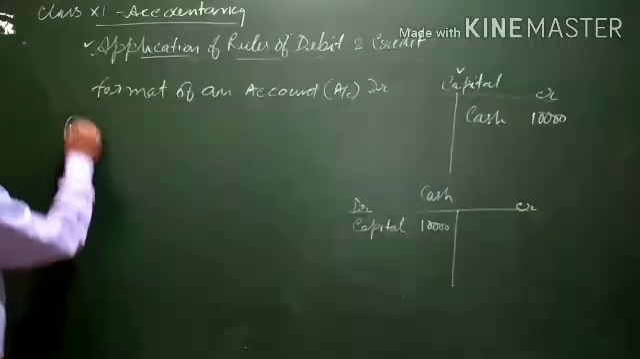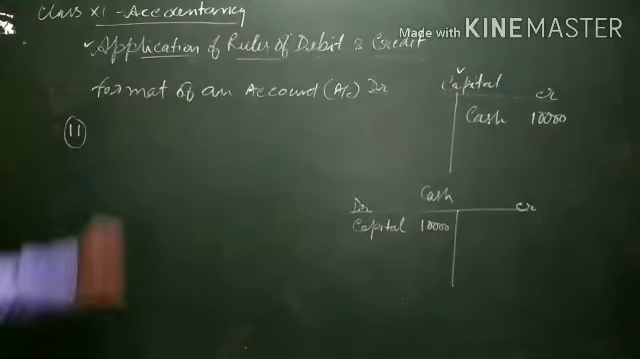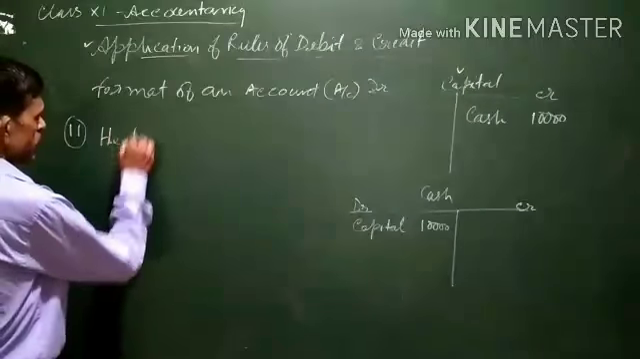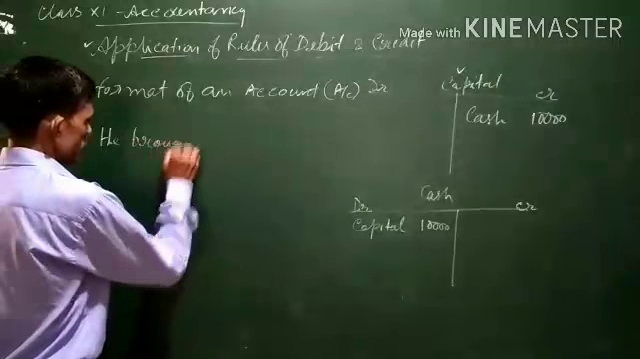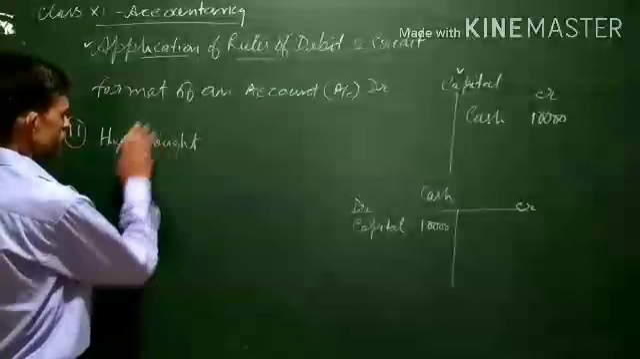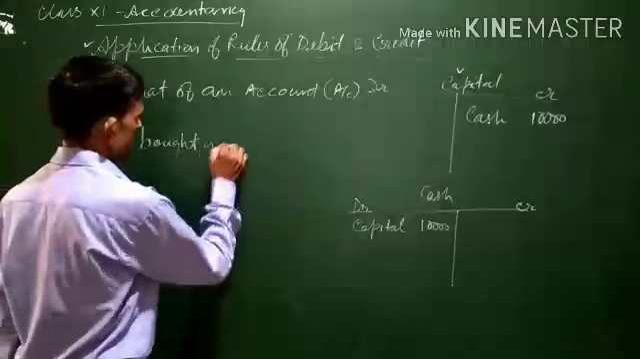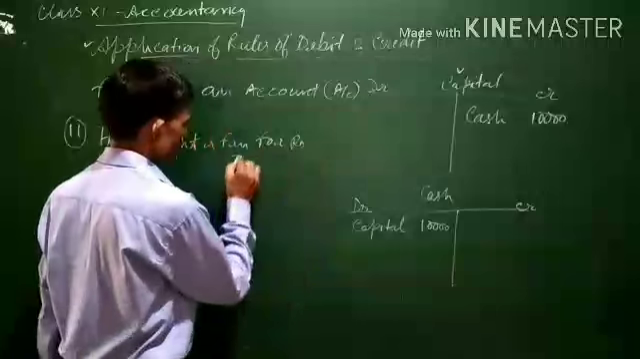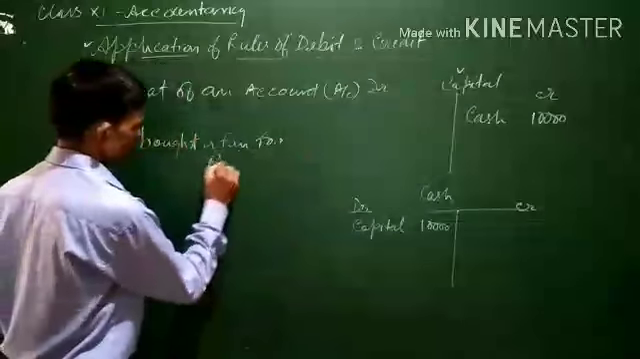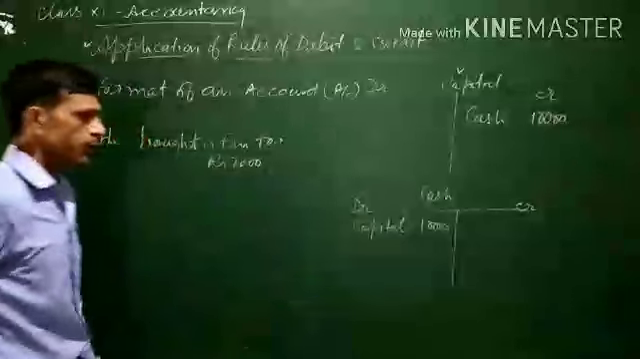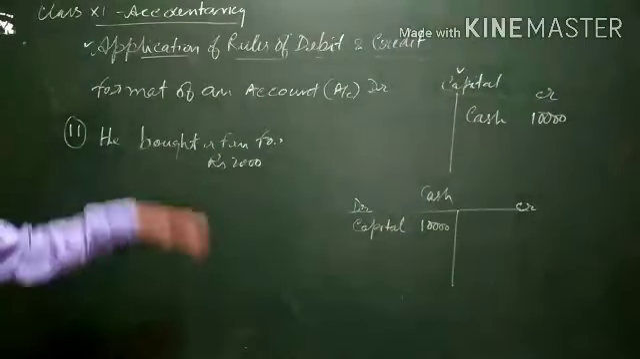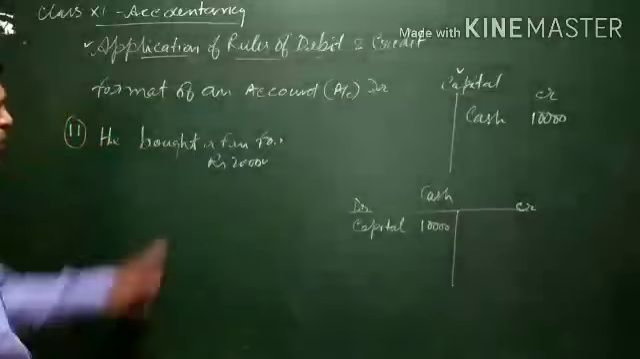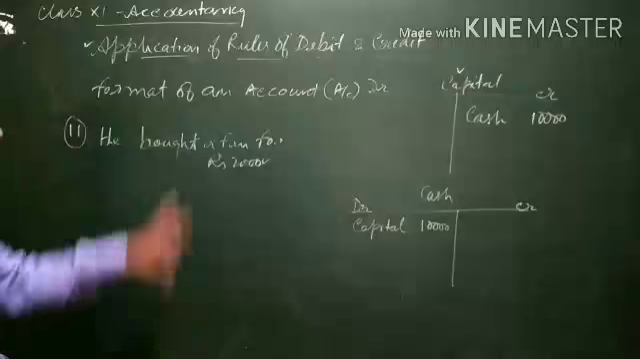Now second, assuming out of rupees 10,000 which Aman has brought in the form of capital, he bought a fan for rupees 2,000. Out of the 10,000 rupees which he has introduced in the business as capital, he bought a fan for rupees 2,000. So here two things again are involved, two transactions, two accounts are involved.